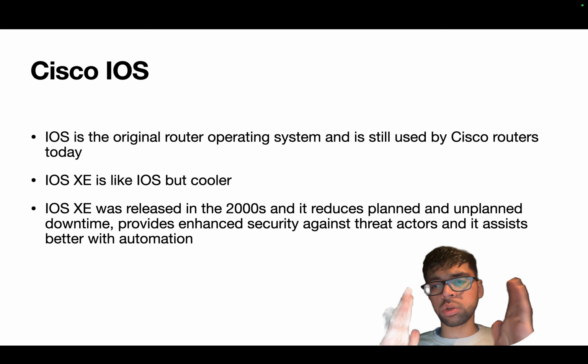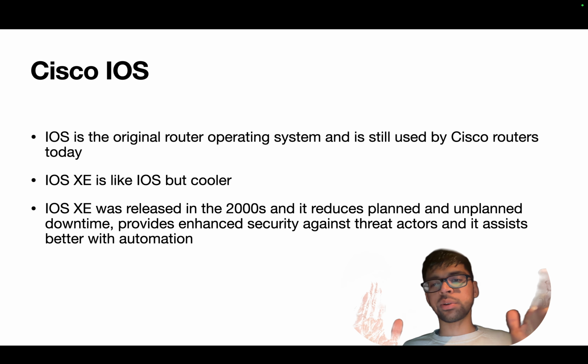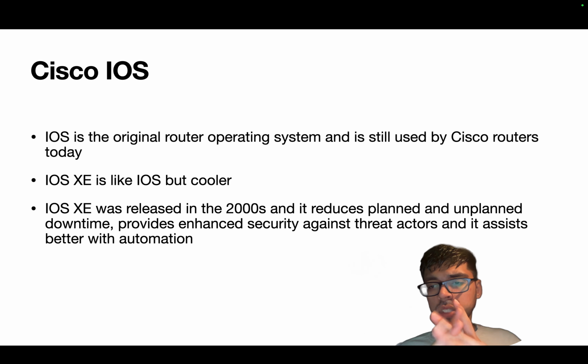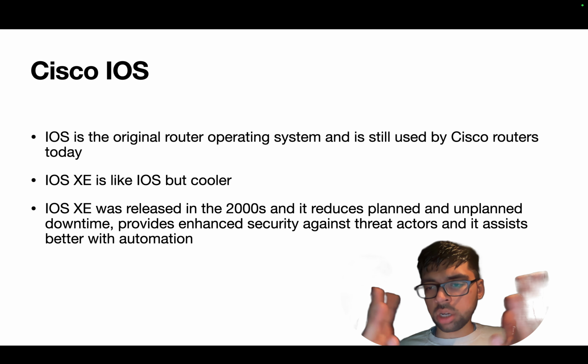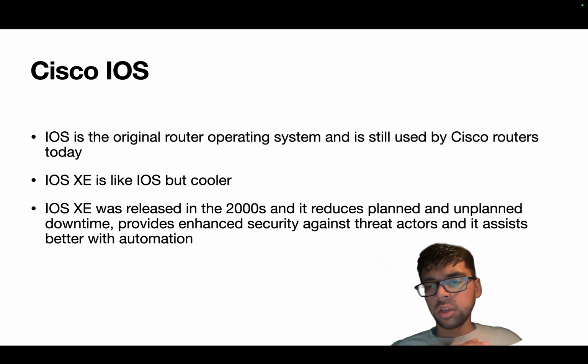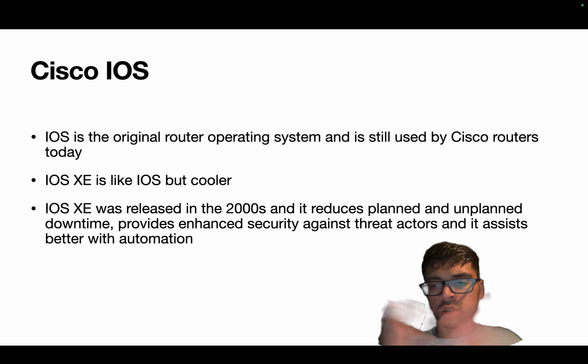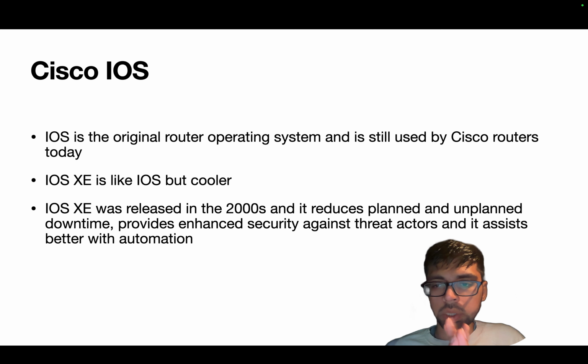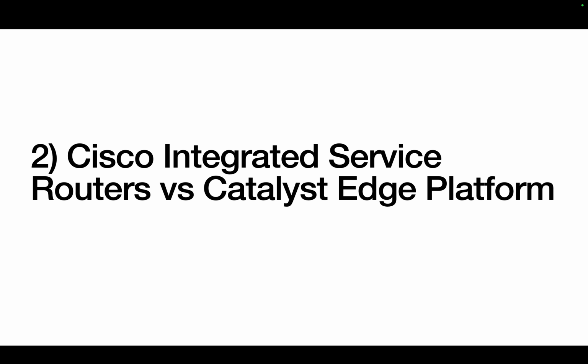Obviously, automation is not just a buzzword. Automation is something so important when it comes to modern networking. Cisco has been talking about it for several years now, actually, at Cisco Live and other events, and just generally in the Cisco world, automation is a big topic, and now AI as well. But automation is great, and if IOS XE can help us with automation, that's awesome. So this is why I think it's a lot cooler than IOS. Now, let's talk about Integrated Service Routers and the Catalyst Edge platform. So ISR, right?